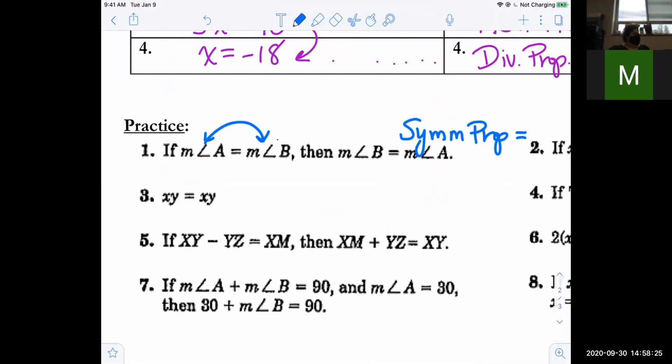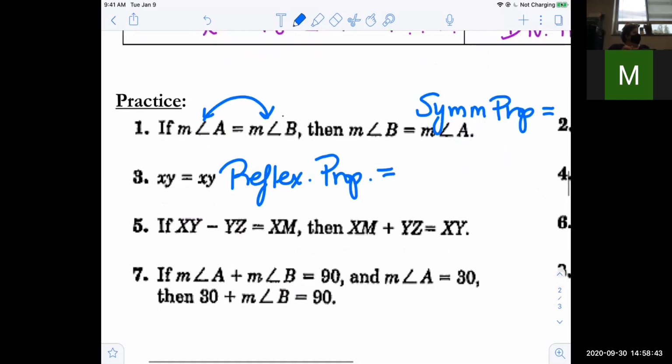All right, number three, I'm just gonna go down. Number three, Lily, what's that? Reflexive what? Property of equality. What is number five? Gabe, what do you think? If it's transitive, there has to be two givens. It has to be if this and this. Okay, there's always two equations that you're putting together if it's transitive. So it cannot be transitive.